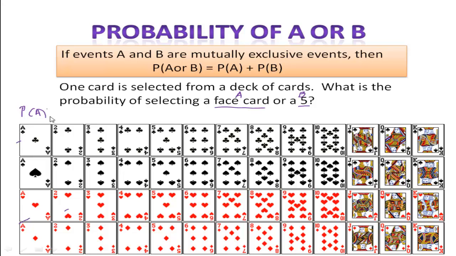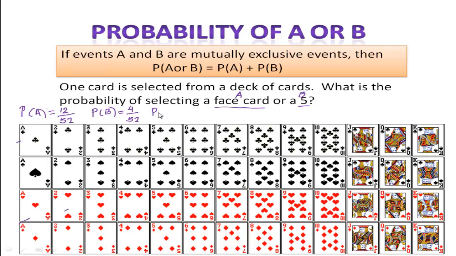Now, what's the probability of choosing a face card? I would have to count all of the face cards available in a deck, which in this case are 12. The probability of selecting a face card is 12 out of the total amount in the deck, which is 52. The probability of B is selecting a 5. How many 5s are there on a deck of cards? Here it is, 1, 2, 3. There are 4 5s. So the probability of selecting a 5 is 4 out of 52.